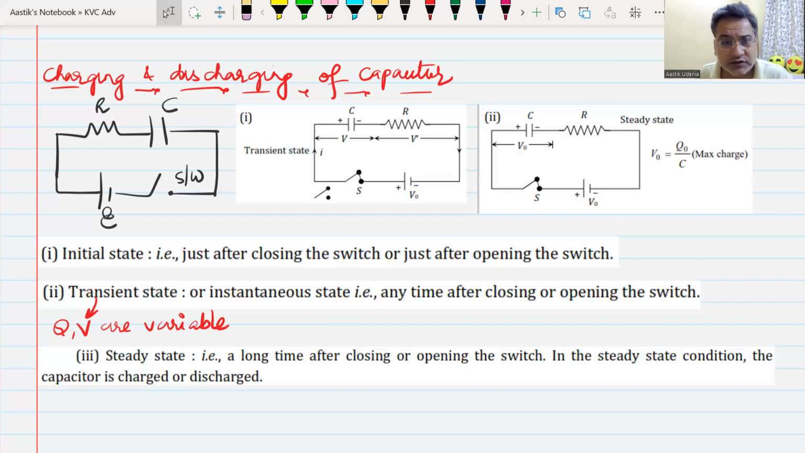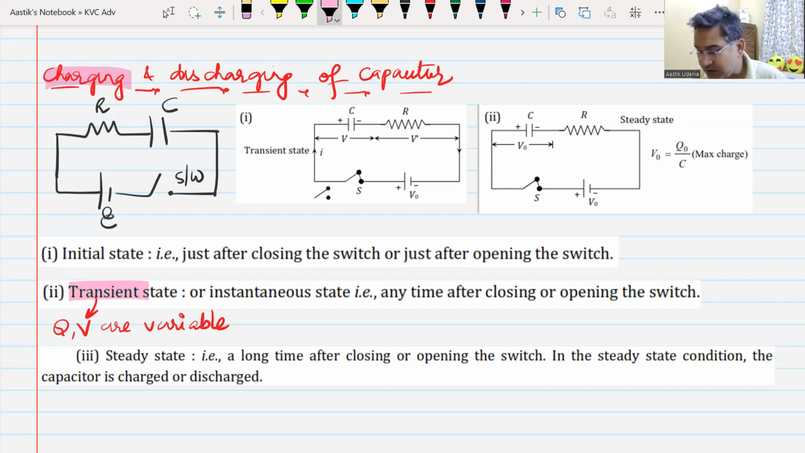Then when the switch is switched on, the capacitor starts to get charged. When the capacitor is getting charged, that stage is known as the transient state. In this case, the capacitor is charging, so it is the transient charging state of the capacitor. The charge Q and the voltage V of the capacitor, the current in the circuit, the voltage drop across the resistor, everything would keep on changing with time because the charge on the capacitor is going to change.